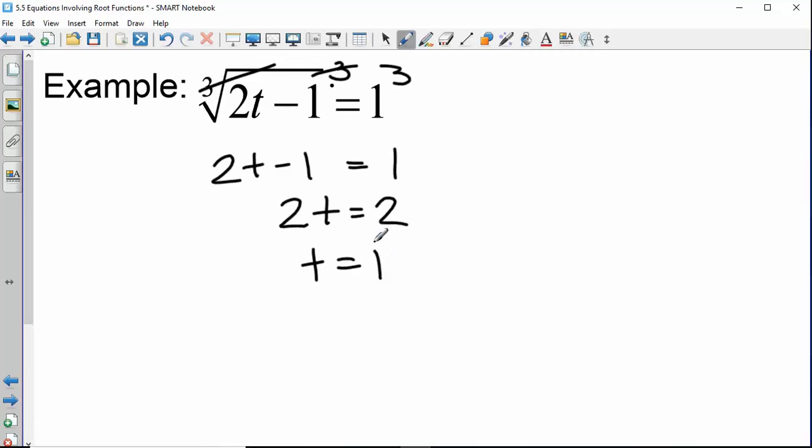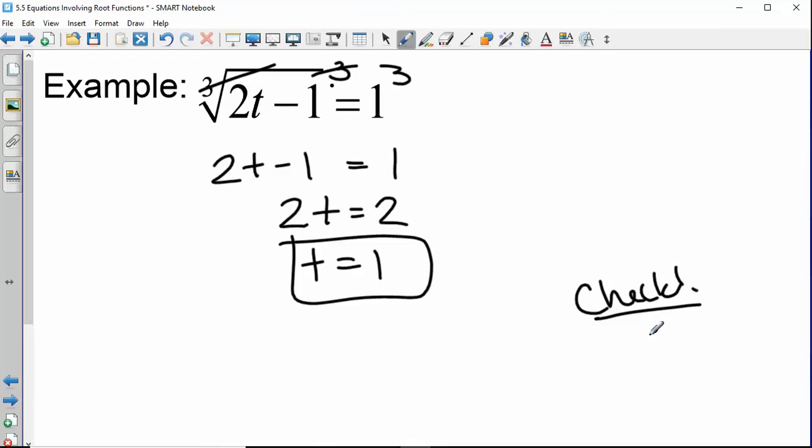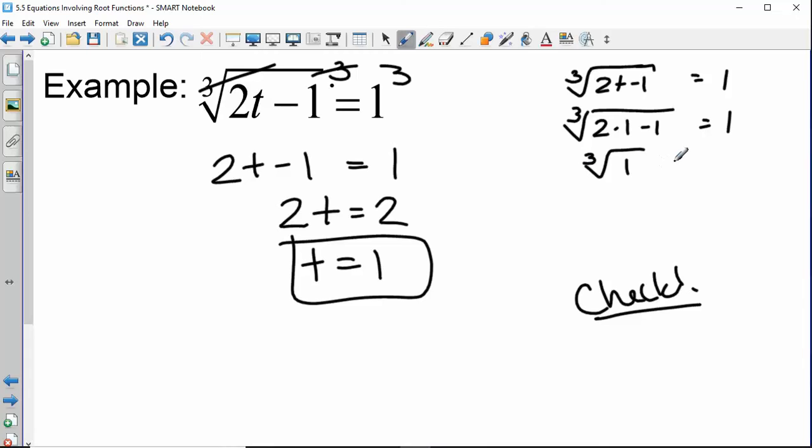Check it. Plug it back in the original. You get the cube root of 1, which is 1. And so it works. I thought it had to equal 0. It has to equal whatever the equation is. So this was my original. You're just seeing if I put this in, does it give me a true statement? So if I put that in, and that is true, so it works.